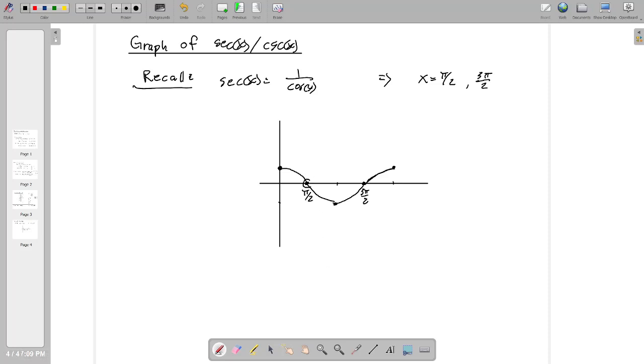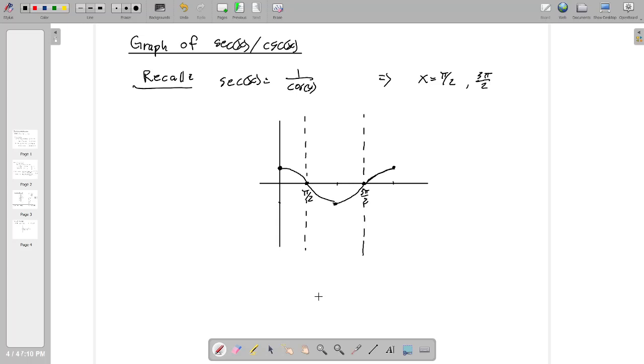But notice here, we have 0 values for cosine. And remember, when cosine is 0, we're going to have a vertical asymptote for secant. So let's go ahead and draw those. So we have our vertical asymptotes for secant now.